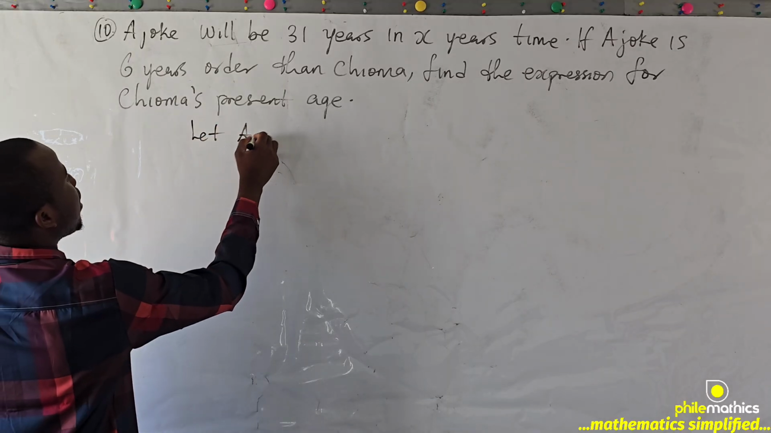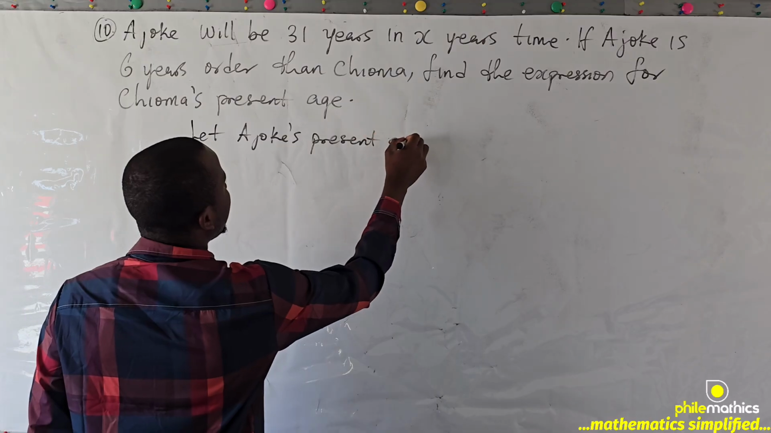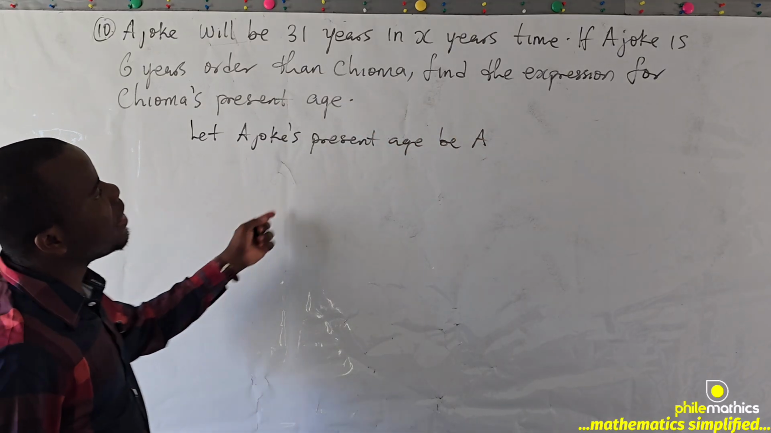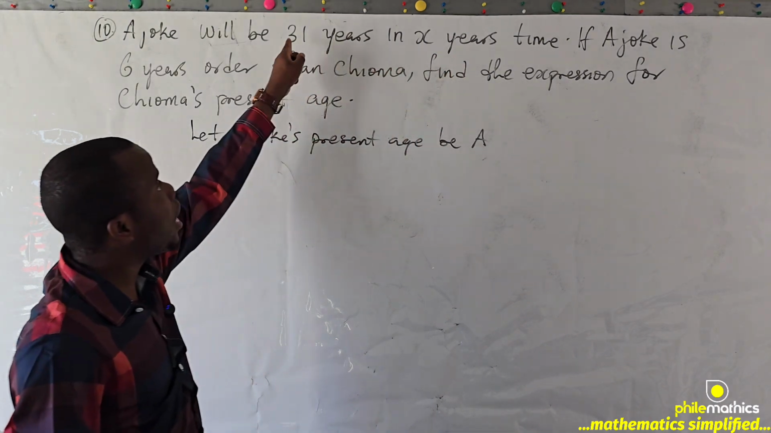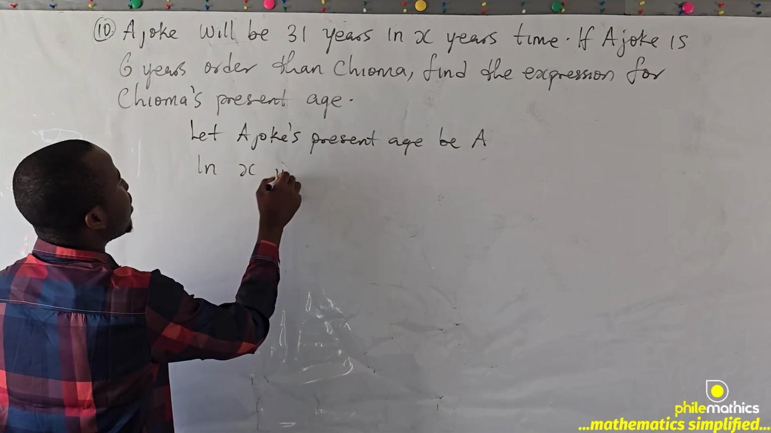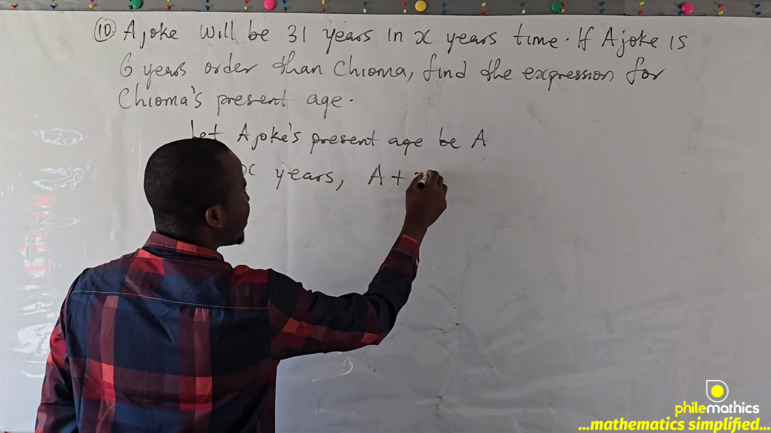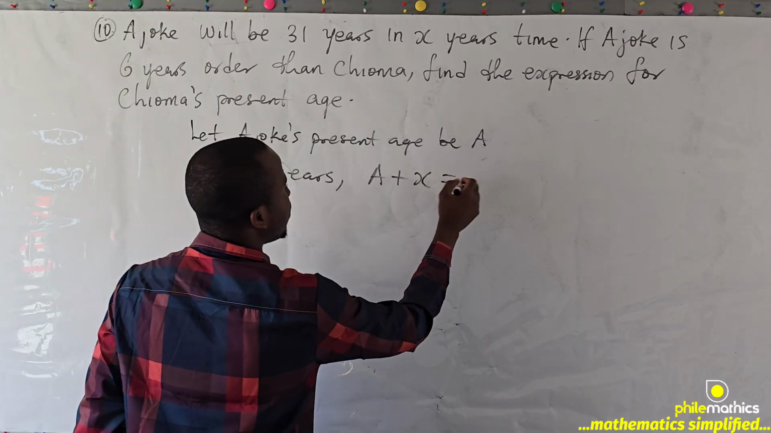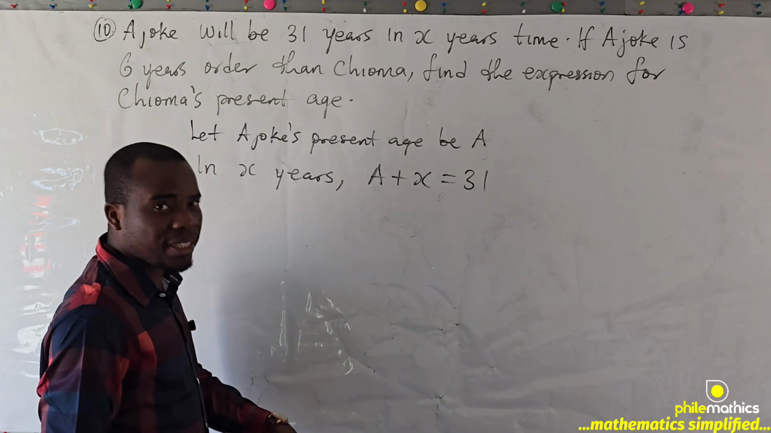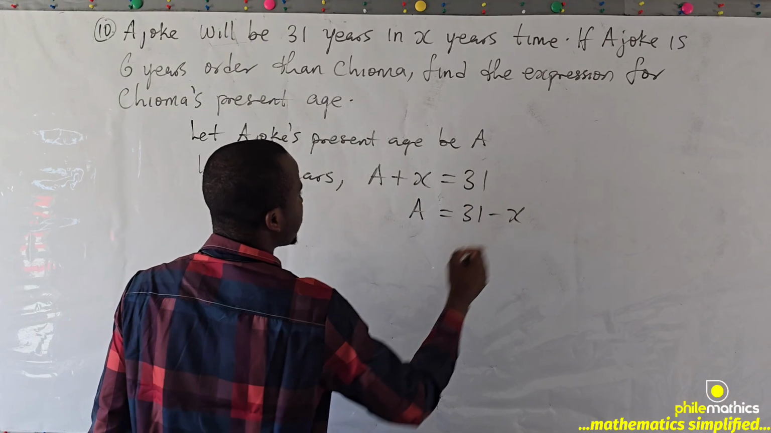Let Ajoke's present age be A. So in X years' time, Ajoke will be 31 years. In X years' time, Ajoke plus the X years will be 31 years. That means Ajoke's present age is simply 31 minus X.